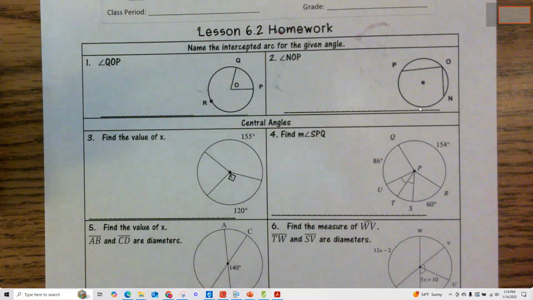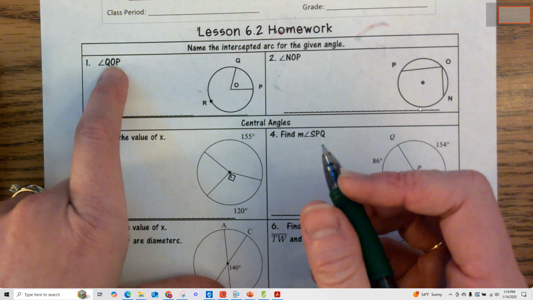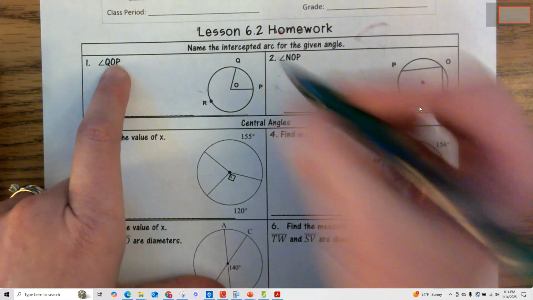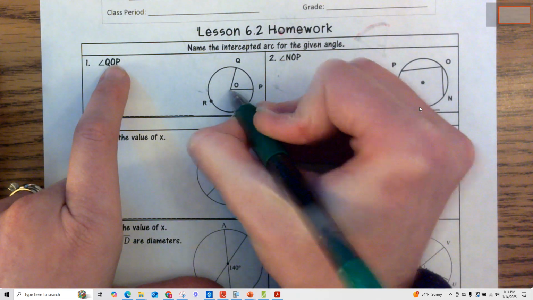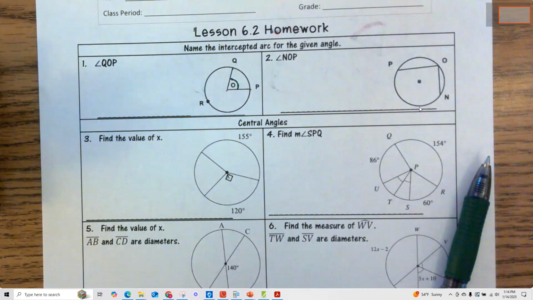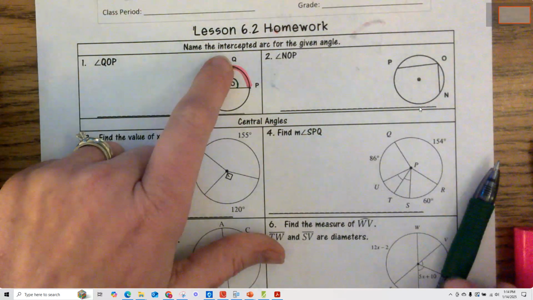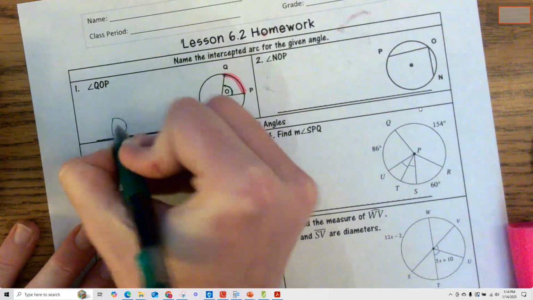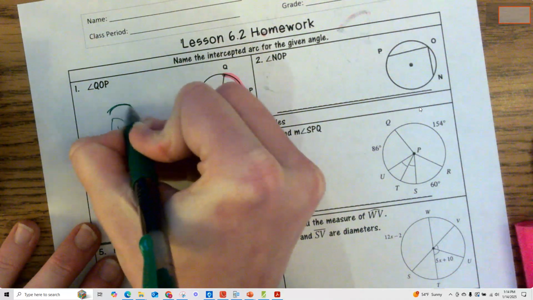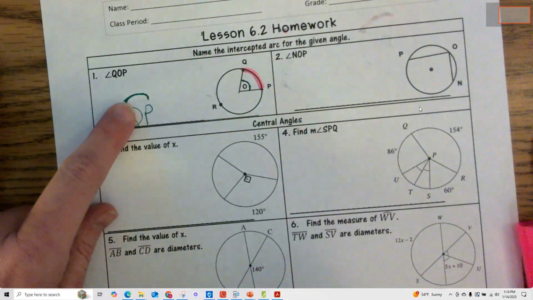So first off, naming these things. You need to know how to name them because they don't always give you a picture. They just give you names or locations or places. Okay? So this one says, name the intercepted arc for the given angle. So if the angle is QOP, connect the dots. Q to O to P. That means it's this angle, and then the intercepted arc is where those 2 legs hit. And so that arc would be from Q to P. So we write QP and then we put a little arc over it. So this symbol means angle, this symbol means arc.